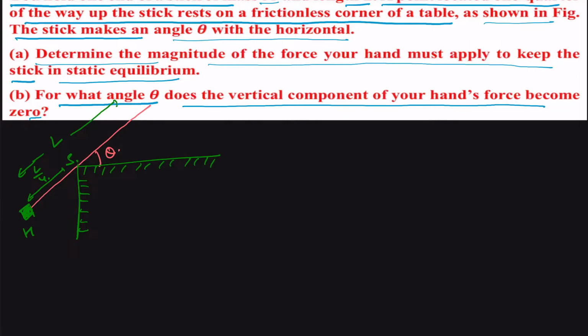So let me write it here. There will be a center of mass. Let us put this as our center of mass, S of C, and its distance from the hand will be equal to L by 2. This doesn't look good actually. Let me draw it again.